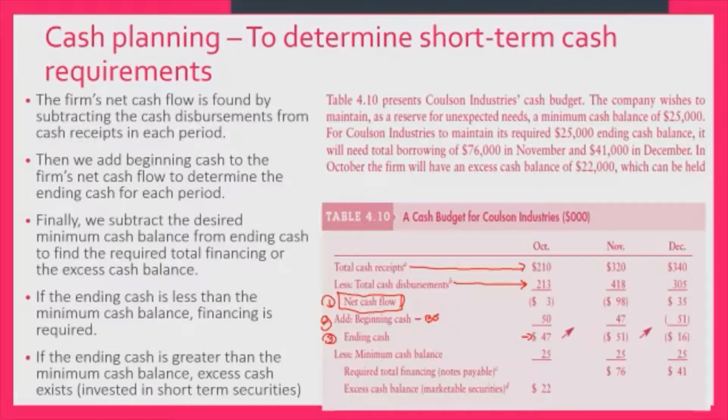The ending cash now becomes the beginning cash for the next month. So this is why the arrows are here, right? It becomes your beginning cash for the next month. So here we go again. In November, there was a cash outlay of 98, well, a deficit of 98,000. All right. However, the firm had a beginning cash of 47. So the ending cash is negative 51, right?